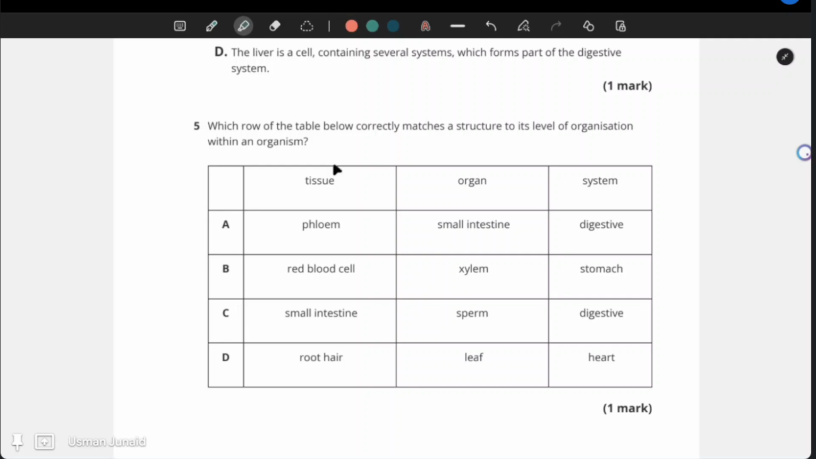Let's see. Phloem, organ system, right? So the answer is correct because phloem is the transport tissue in plants, and the small intestine is an organ of the digestive system in humans and animals. Okay, does this make sense? Yes, sir.